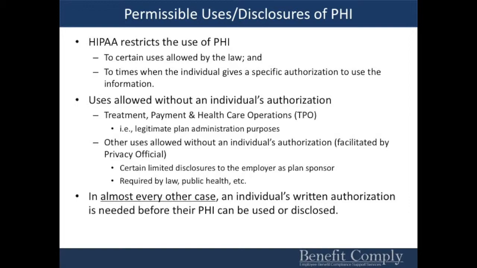In addition to plan administration, there are certain other exceptions carved out in the law for use and disclosure of PHI without written authorization. These include things like disclosures in the case of public health emergencies, disclosures for judicial or administrative proceedings, disclosures to law enforcement, and so on. If a particular use and disclosure does not constitute treatment, payment, or healthcare operations and is not otherwise specifically permitted or required by law, then it's necessary to obtain written authorization from the individual who is the subject of the PHI first.